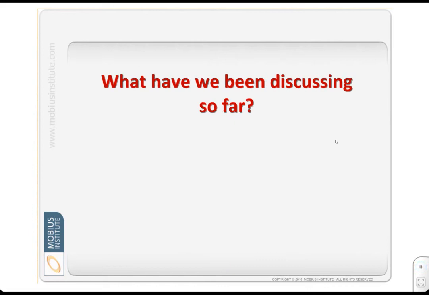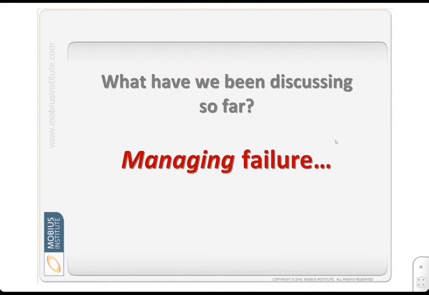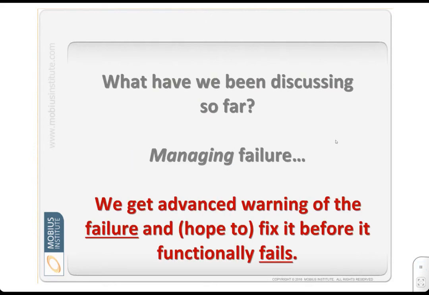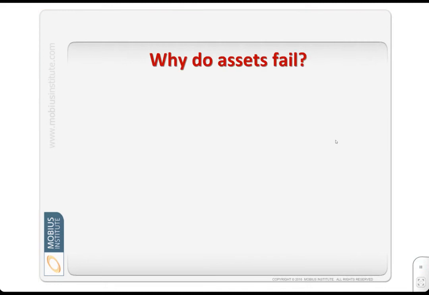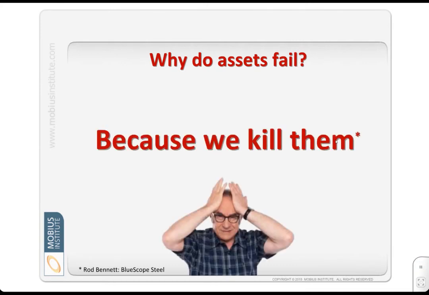That's the thing. We're really just managing the failure. We're not avoiding the failure. We're just saying, okay, failure is going to occur. Condition monitoring gives us an early warning. And that's good, but we'd really like to avoid the failure in the first place. So the question is, why do our assets, why does our equipment fail? And it's an awful thing to say, but it's because we kill them.